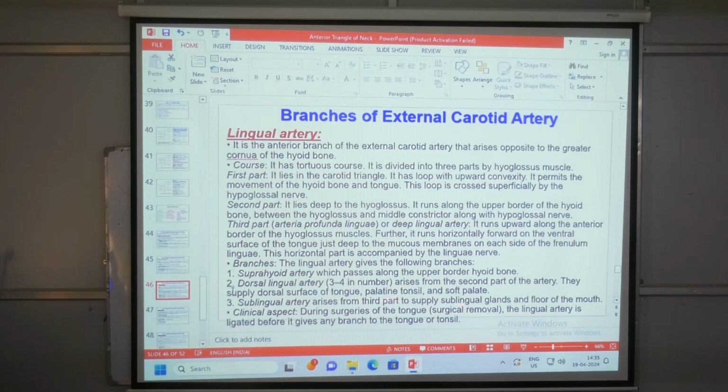And this tongue surgery is done generally in tongue carcinoma. Okay?